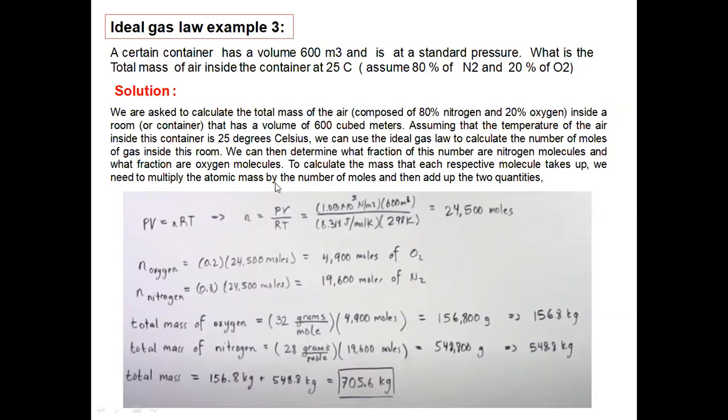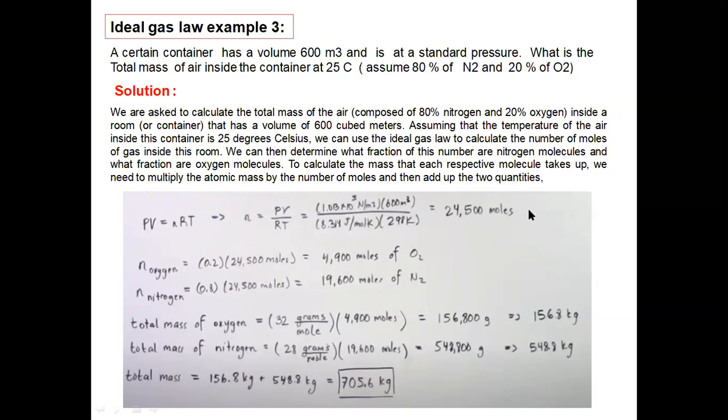Okay, first of all, we have to determine the number of moles. From the ideal gas law, PV equals nRT, so n equals PV over RT. Standard pressure means 180 kPa, and the volume is 600 cubic meters. R is the gas constant, 8.314 joules per mole Kelvin, and at room temperature of 25 Celsius we add 273 to get Kelvin, so it equals 298 Kelvin.